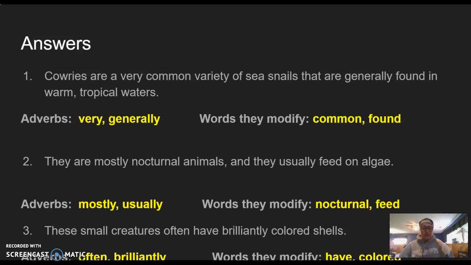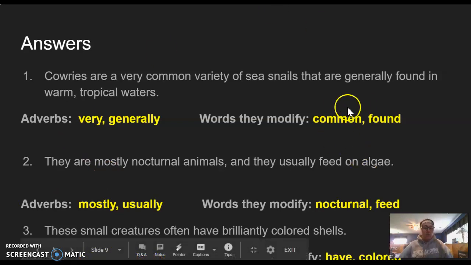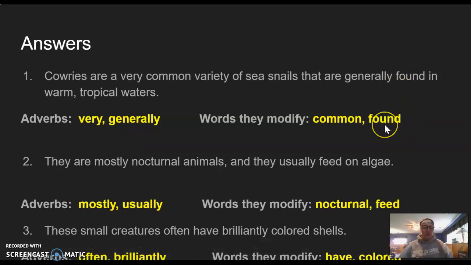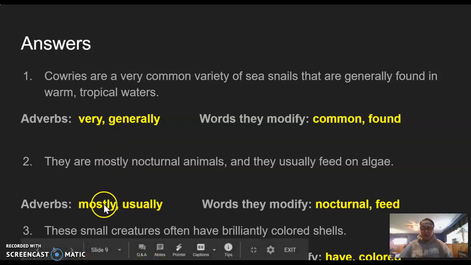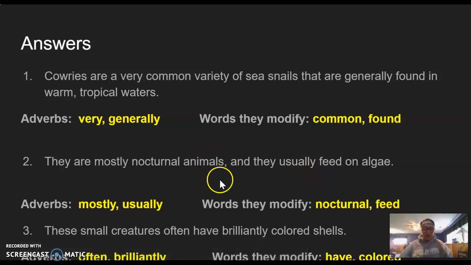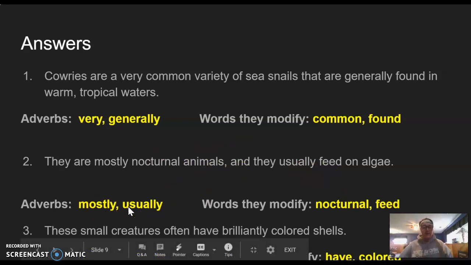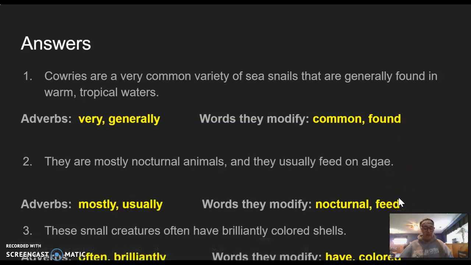All right, hopefully you paused. Here are your answers. Cowries are a very common variety of sea snails that are generally found in warm tropical waters. Very is modifying our adjective common, and then generally is modifying the verb found. They are mostly nocturnal animals, and they usually feed on algae. Mostly is modifying our adjective nocturnal, it's describing the noun animals, and usually is modifying our verb feed.